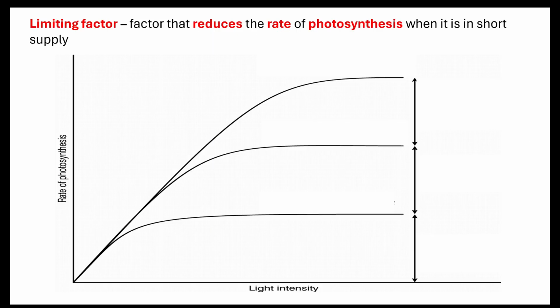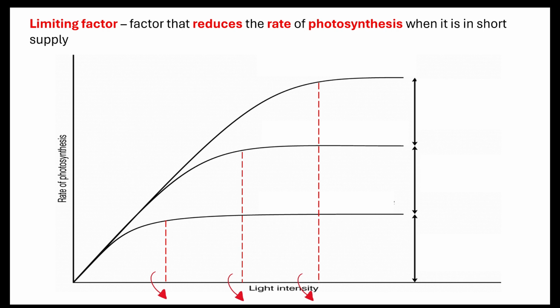So a few things to note then are limiting factors. So the factor that reduces the rate of photosynthesis when it is in short supply. So when you look at a graph and you are looking at, for example, the rate of photosynthesis against light intensity, up until the point in which the graph is not plateauing off, so up to the point before the plateau, whatever is at the bottom of the graph is the factor that is limiting the rate.